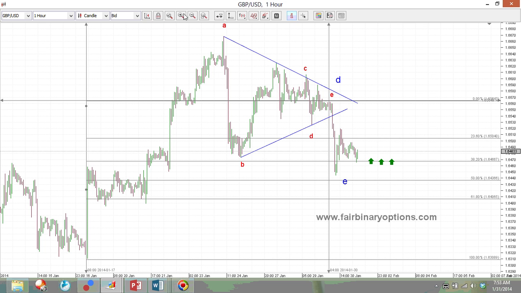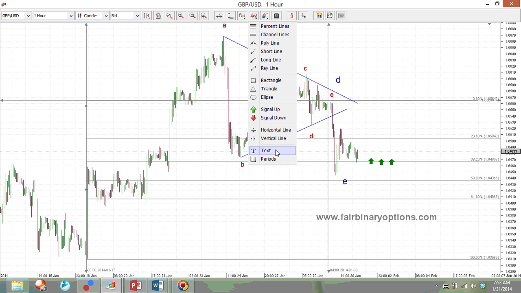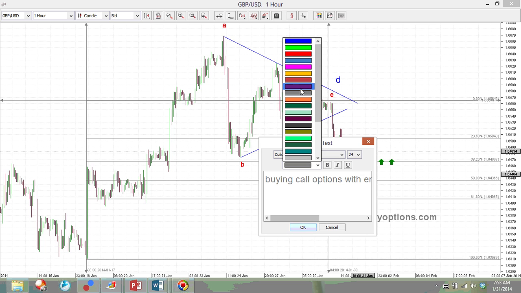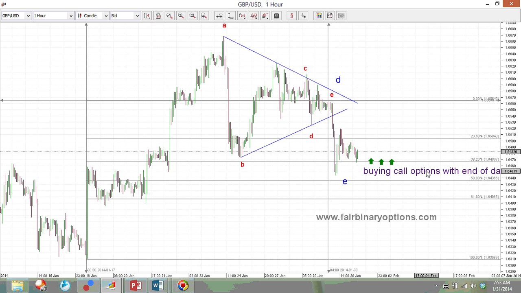Well, definitely I would like to buy call options, and I would like to buy call options with end of day expiration date, because this is Friday. So buying call options with end of day expiration date, as this is Friday, and this end of day expiration date actually to be 21 GMT by the time the US markets are going to close, as that would be the logical thing to do for the Great Britain pound and US dollar pair.